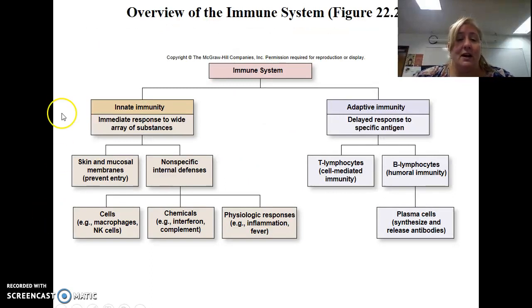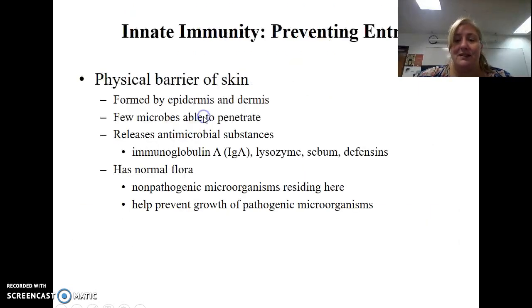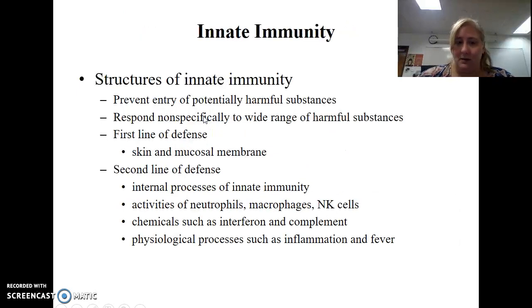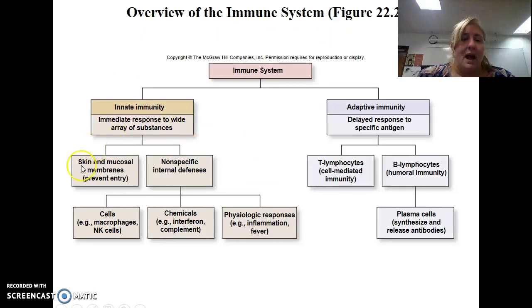So we can look over here at our innate defense mechanisms. Your text calls it innate immunity. I don't really like that word for our innate defenses because we don't provide actual immunity to the different pathogens. So things that belong to our innate defense mechanisms are skin, our mucous membranes, our gastric juice in our stomach. And then we have the non-specific defense mechanisms that are internal.